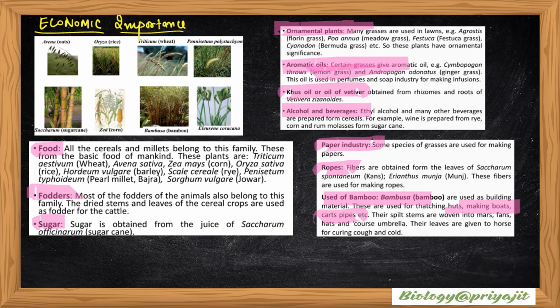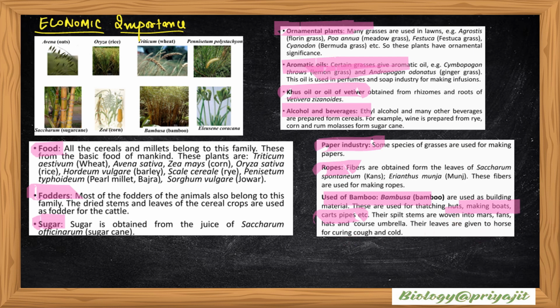Bambusa is used as building material. These are used for thatching huts, making boats, pipes, etc. Their split stems are woven into mats, fans, hats, coats, umbrellas. Their leaves are given to horses for curing cough and cold.